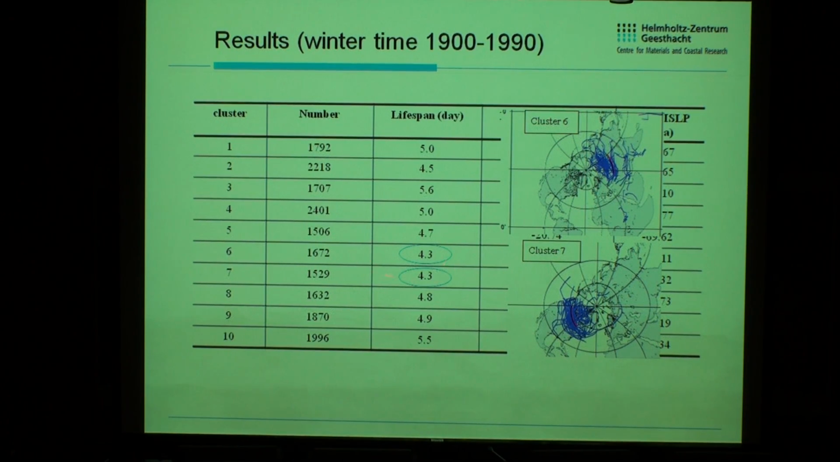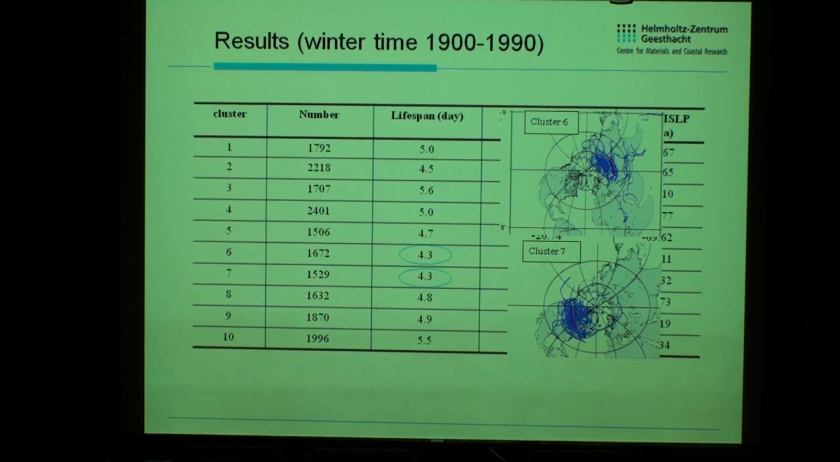Cluster 6 is also the weakest and also the shortest. It's because it's on the land, and usually cyclones on the land are much weaker than oceanic cyclones.